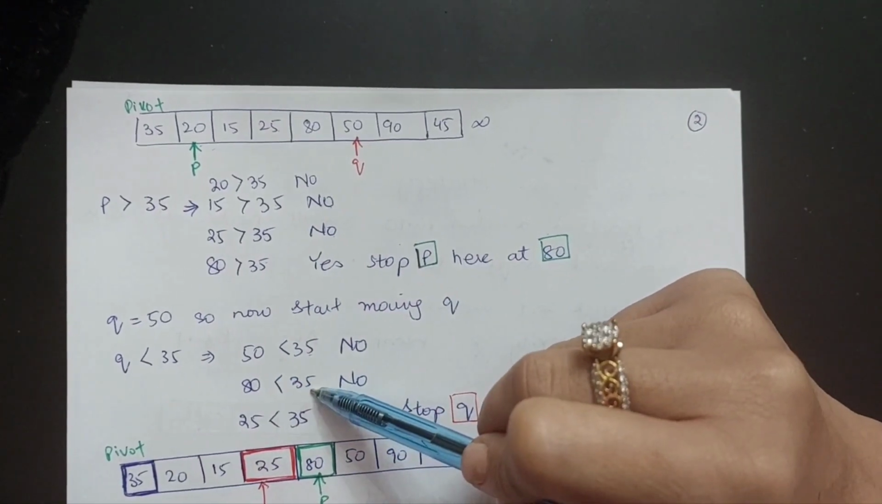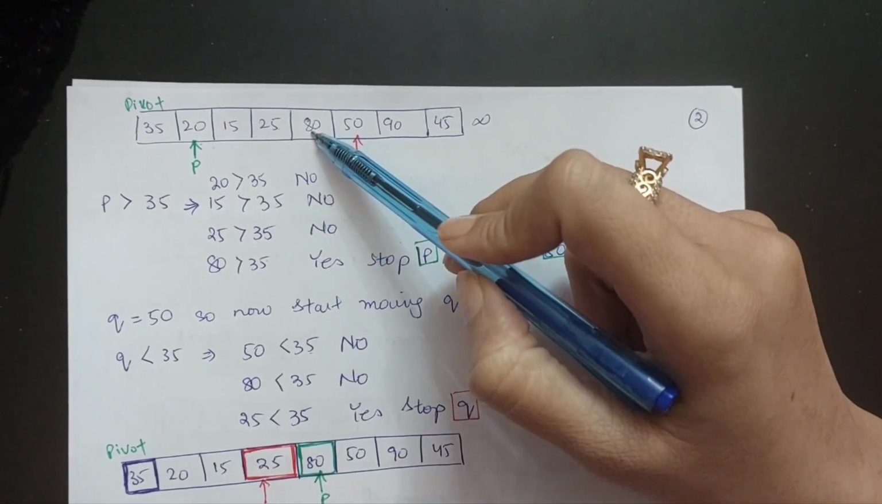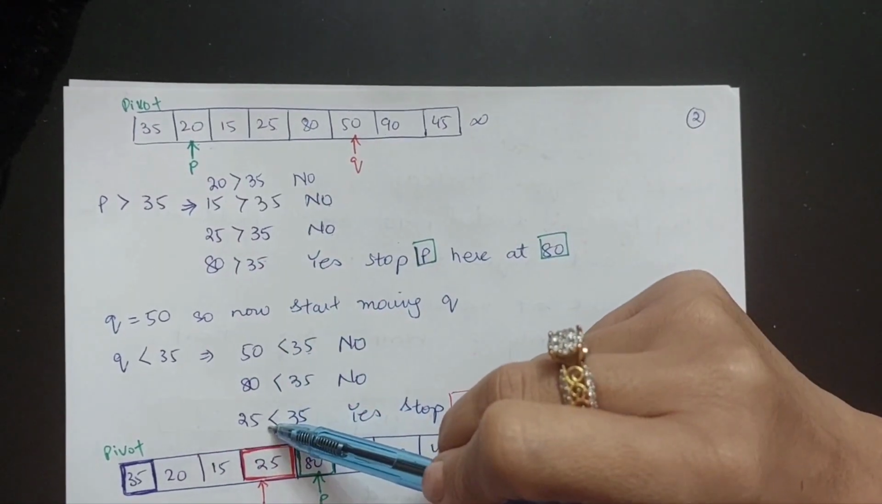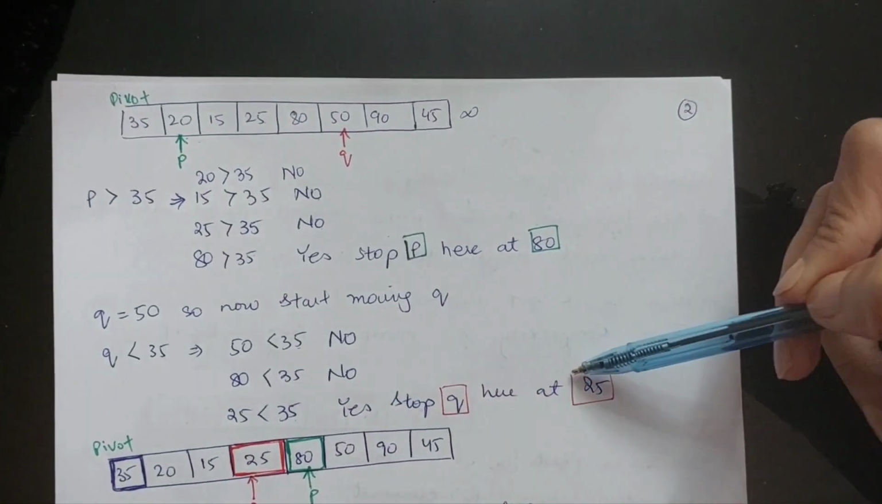Is 80 smaller than 35? No, the stopping condition has not been met. So keep moving q. q will reach here. Is 25 smaller than 35? Yes, so stop q here at 25.